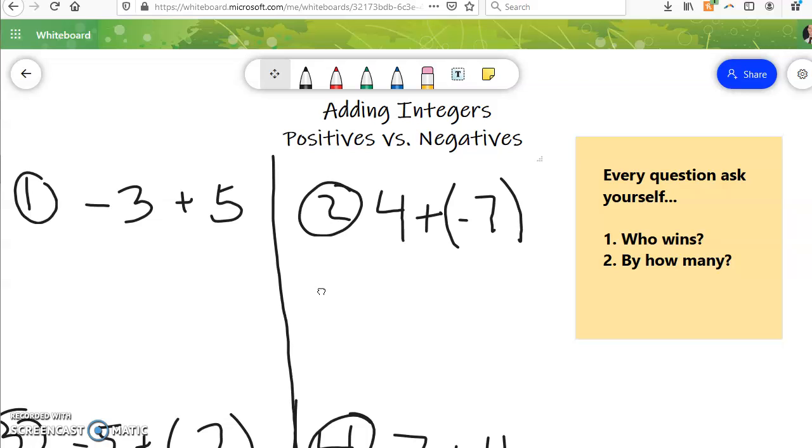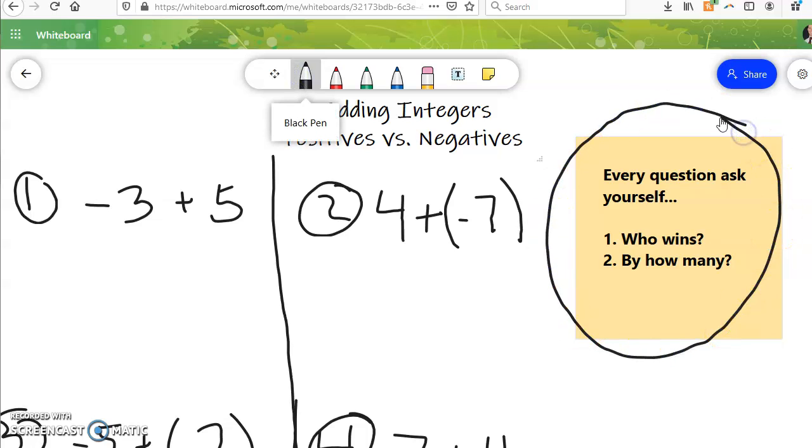Okay. So again, pause the video to go ahead and write down these things. In the orange boxes here is always going to be your key to success. So this process right here is the process we want to repeat for each question. And if we do that, then that's going to help you for all of your assignments in Edgenuity, help you to get a good understanding of what's going on. So pause the video if you need it, and I'm going to go ahead and continue. Okay. So every question we want to ask ourselves, who wins and by how many?